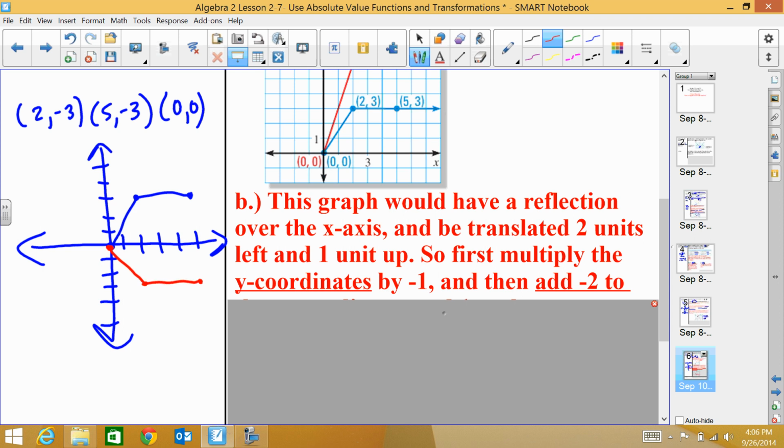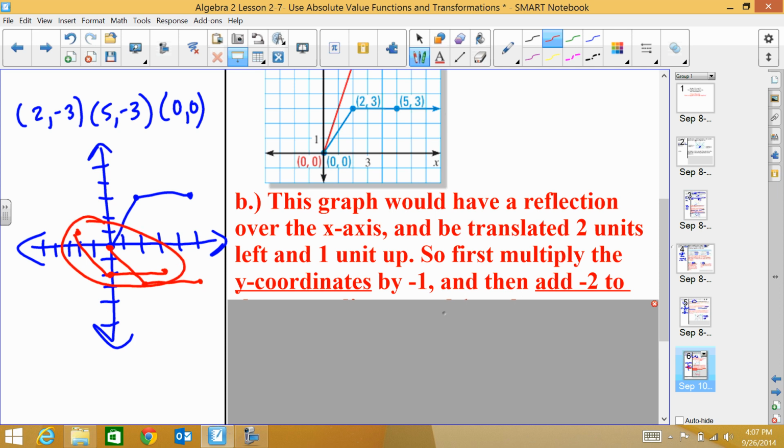So it's flipped over. Okay, but then I'm shifting it 2 units left and 1 unit up. So I'm going to take each point and I'm going to go left 2, up 1. Left 2, up 1. And then left 2, up 1. So this right here is actually going to be my end result right there.